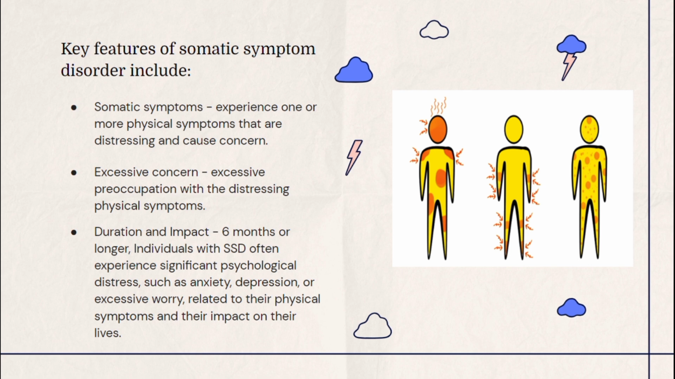The second one is excessive concern. The individual has excessive thoughts, feelings, or behaviors related to the somatic symptoms. They may worry excessively about the seriousness of their symptoms, constantly seek medical help, or excessively check their body for signs of illness. Duration and impact. The symptoms persist for an extended period, typically 6 months or longer, and significantly impact the person's daily life, causing distress or impairing their ability to function.